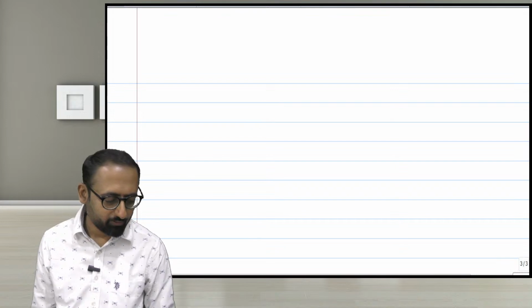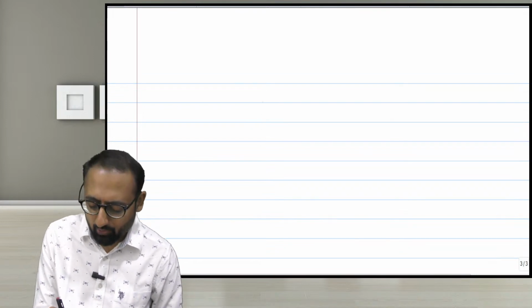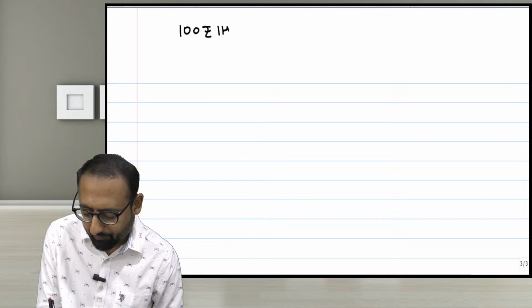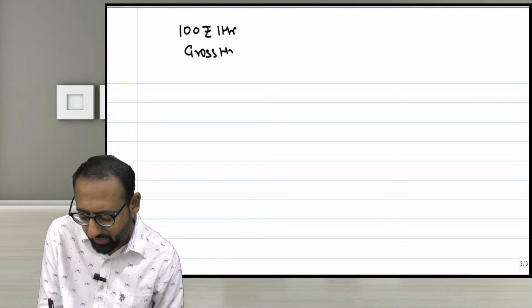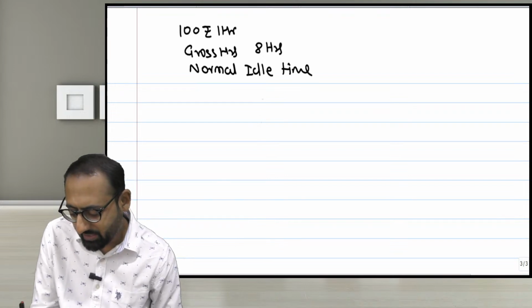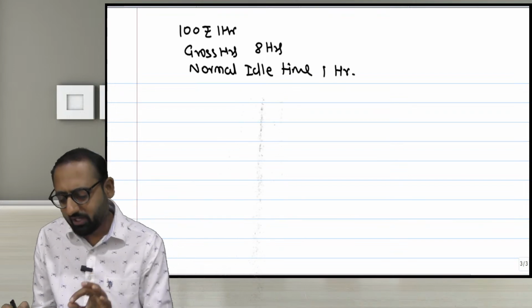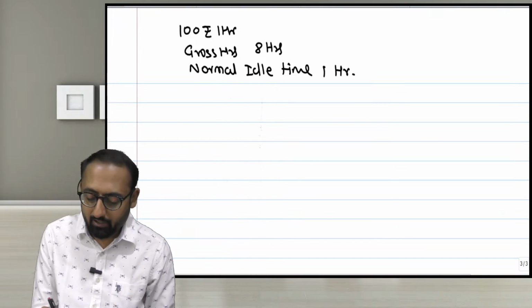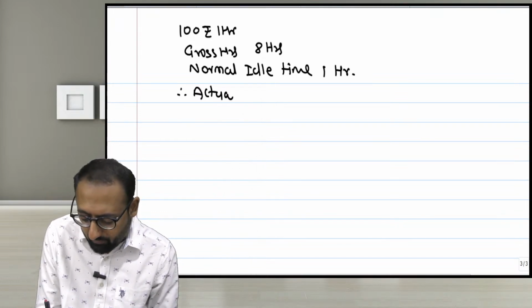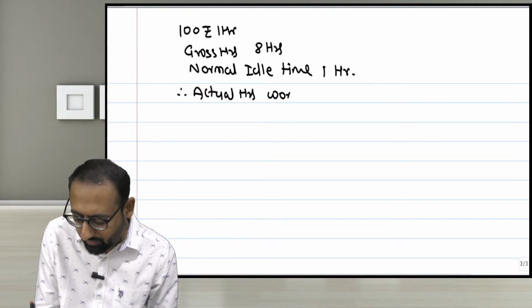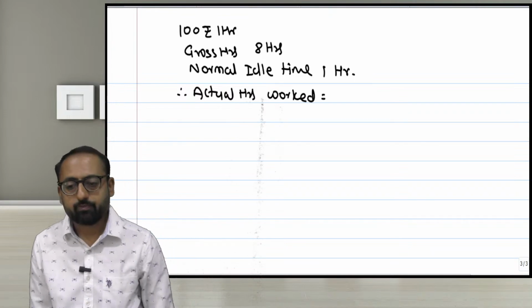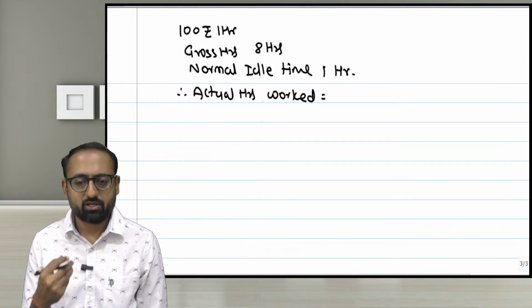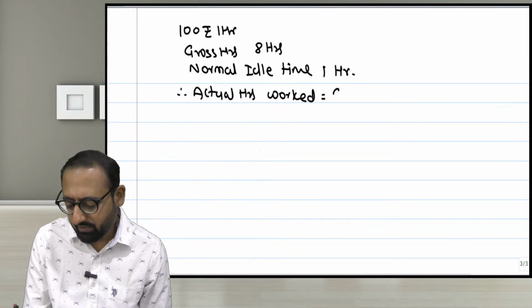Okay. I'll take one more example for you. Everyone please concentrate. Suppose the rate is 100 rupees per hour. Gross hours per day are 8 hours. Normal idle time is given, which is, say for example, 1 hour. Every day 1 hour will be lost because of the normal idle time. Now, the actual hours worked by Darshan, say Darshan is one of the workers, is 6 hours.